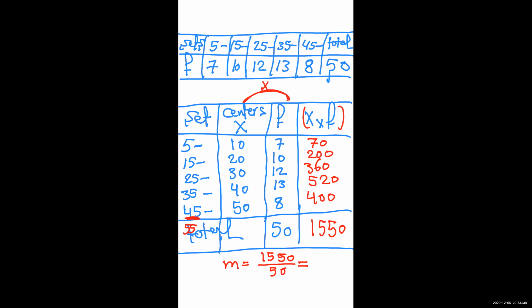So it will equal... guys, can you help me use the calculator, please? 155 divided by 50, so 1, then the remaining is 5 over. What will be the result? 31. So 31 pounds. So this is the mean.